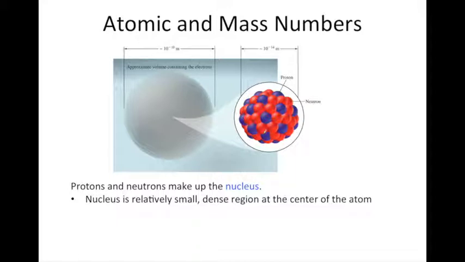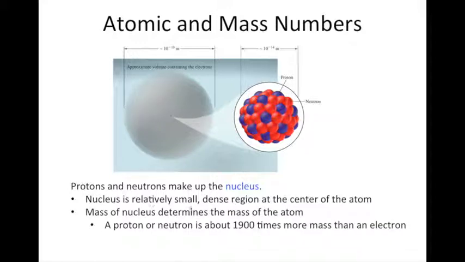So even though the nucleus constitutes most of the mass of an atom, its volume is relatively small compared to the volume of the entire atom. So the mass of the nucleus determines the mass of the atom. And this is because a proton or a neutron is almost 2,000 times more massive or heavier than an electron. So electrons are very light compared to protons and neutrons, and therefore the mass of an atom is determined by the mass of the protons and the neutrons in that atom.